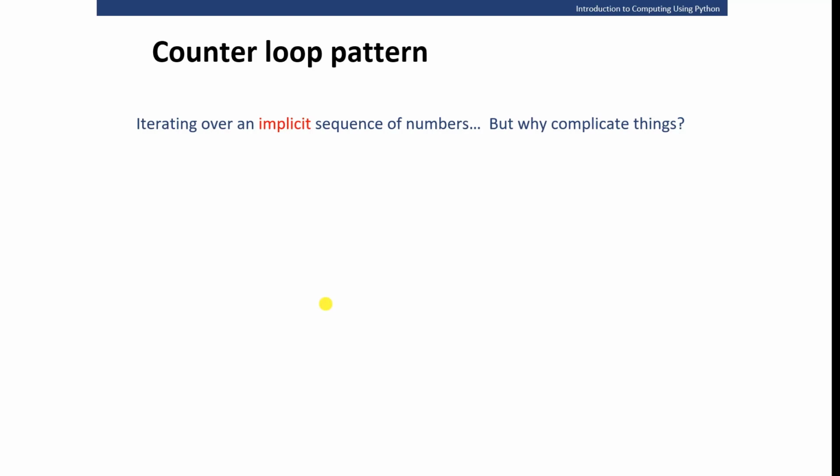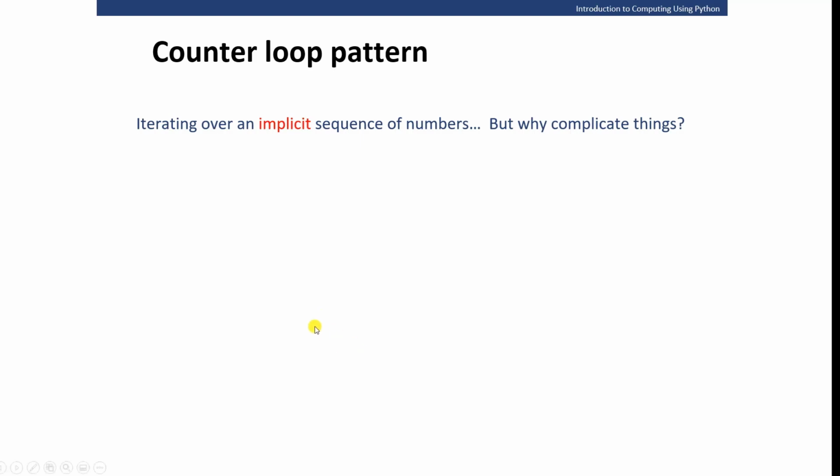Now, the second approach, which is iterating over an implicit sequence of indexes or numbers, is more complicated and less intuitive than iterating explicitly over the items. So why would one use it? In other words, why are we complicating ourselves? Well, there are some situations in which it's necessary to iterate through a sequence by index rather than by value.